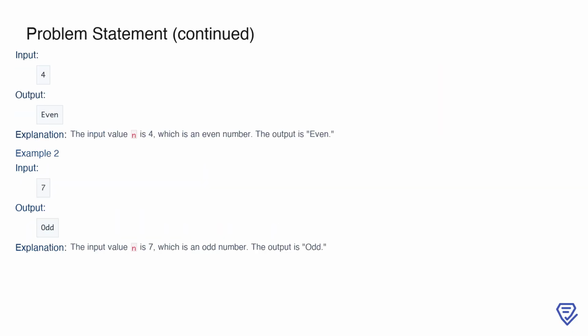For example, if the input provided is the number 4, your solution should output the string even. This is because 4 is an even number, and the output must reflect that classification. On the other hand, if the input is the number 7, the output should be odd. Here, 7 is an odd number, and the output needs to clearly indicate this fact. These examples illustrate the expected behavior of your solution when processing both even and odd numbers.